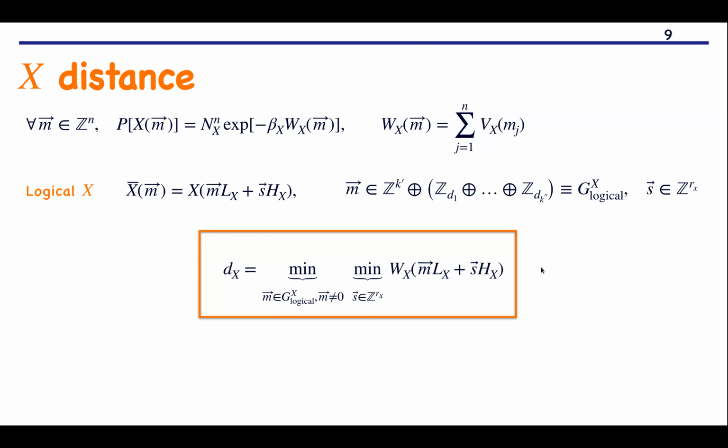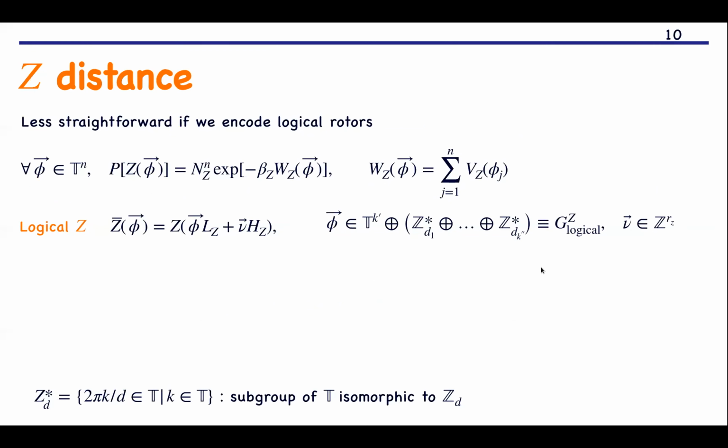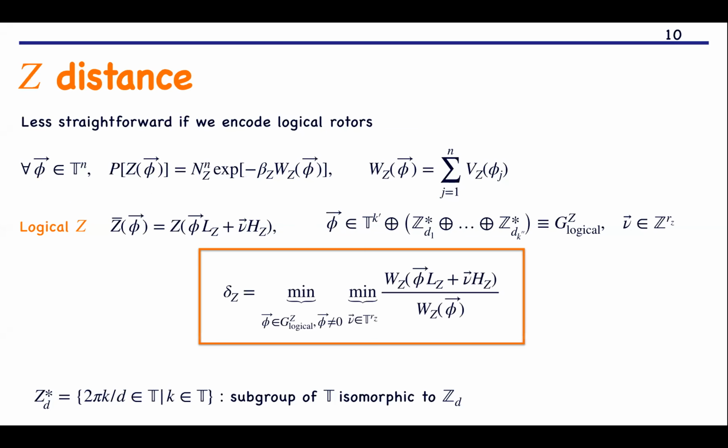And analogously, we try to define a Z distance, but it's a bit less trivial to define simply because the Z part of the stabilizers is continuous. And so to cure this, we define this Vz of phi that is simply capturing what is the weight of a certain error when it would occur on the simple unencoded rotors. We can discuss this definition offline.